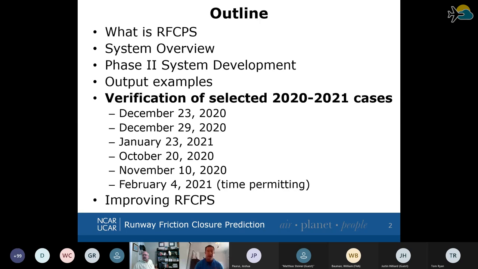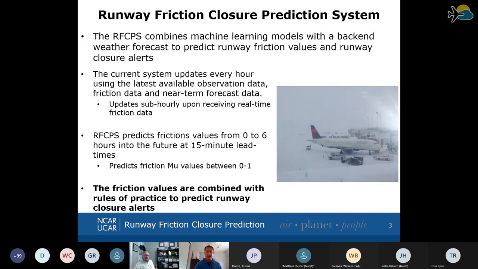So with the outline in front, basically I'm just going to give a background of what the system is. I'm not going to go into a lot of detail because this is really a follow-up. We'll talk a little bit about what we did in phase two. And then I'm just going to dive right into verification of some selected interesting cases, not really in order. I wanted to show the state of the system during some cold storms, and we'll look at some harder cases in the fall. And then we'll talk about the goods and the bads of the system and how we can improve the system. So next slide, please.